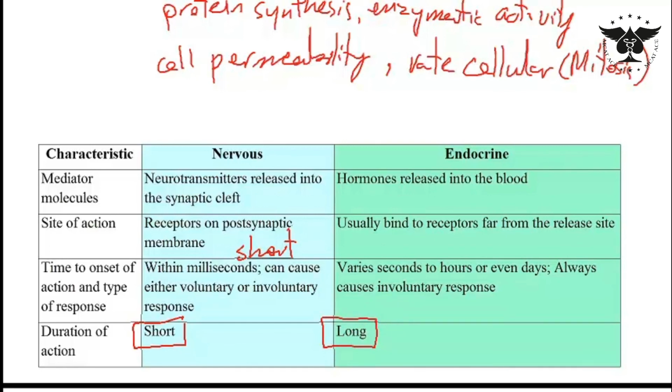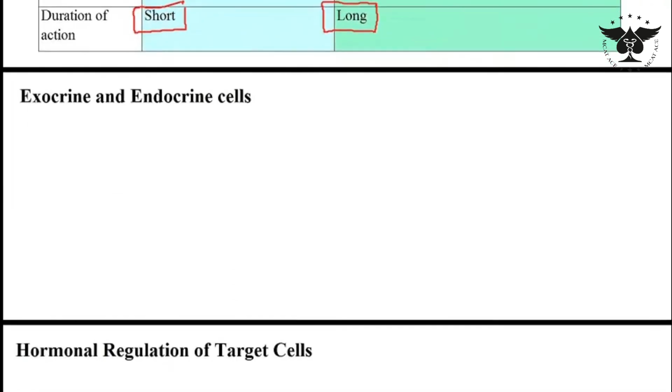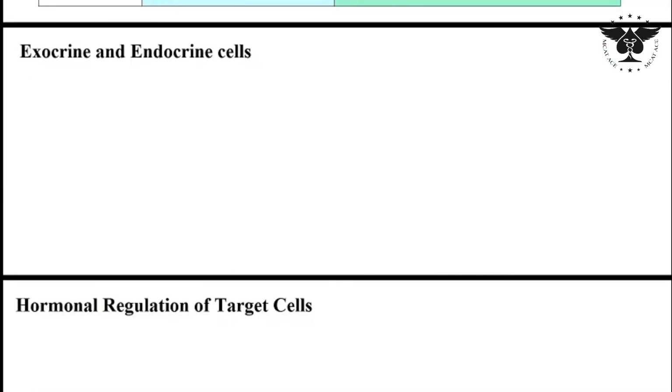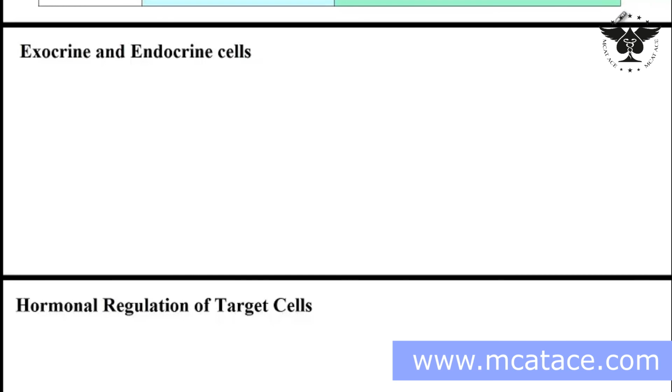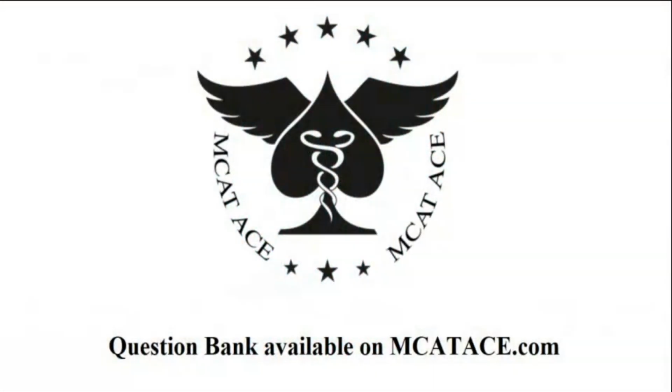Now, the next topic I would like to discuss is the difference between exocrine and endocrine glands. So you might have heard that sometimes we are referring to exocrine cells and sometimes we are referring to endocrine cells, but what is the difference between these two cells? And a good example is the pancreas, which has both exocrine cells and endocrine cells.